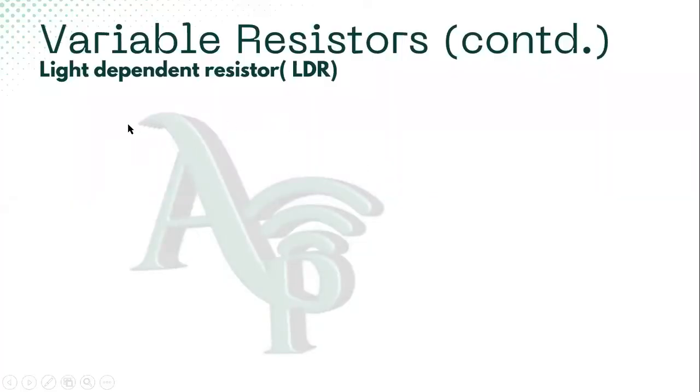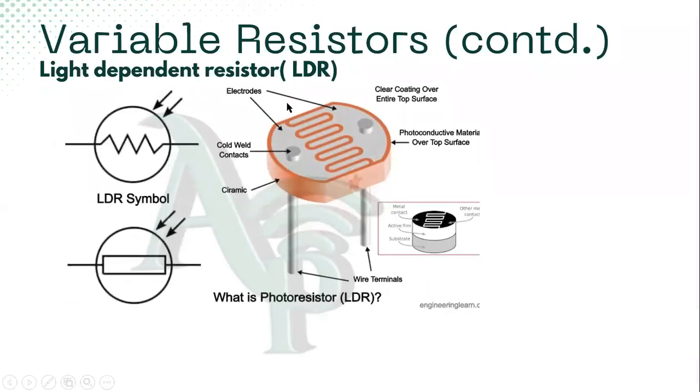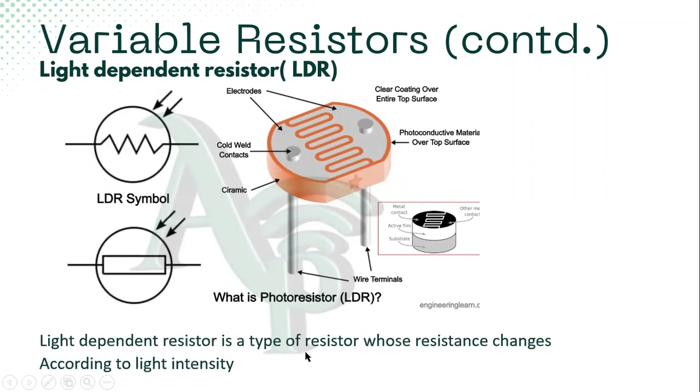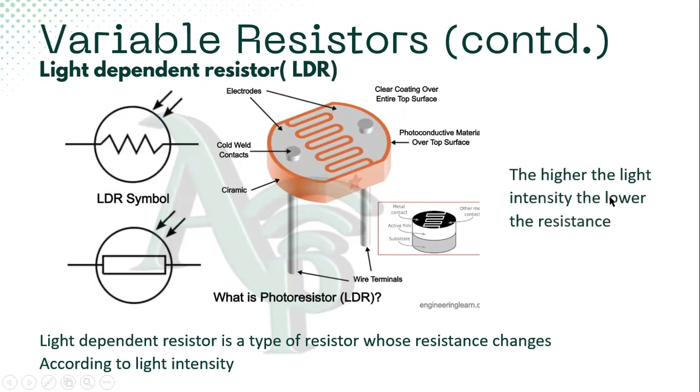So let's look at light dependent resistors. A light dependent resistor is a resistor whose resistance changes in accordance with the light intensity, and this is the symbol. This is how it looks physically. When light falls on the surface, the higher the light intensity, the lower the resistance. So light causes it to reduce its resistance. The higher the light intensity, the lower the resistance, and the lower the light intensity, the higher the resistance. So take note of that.